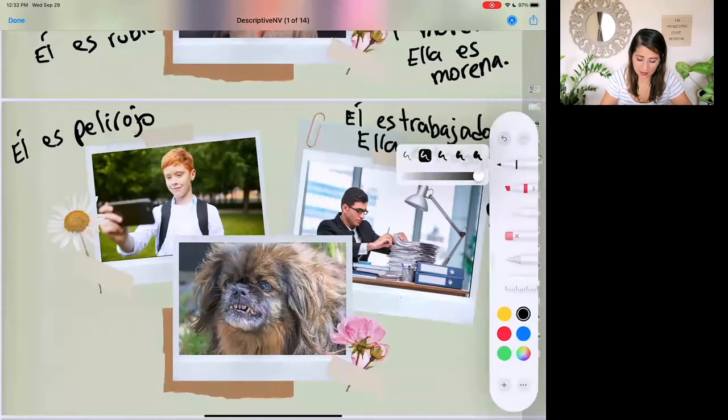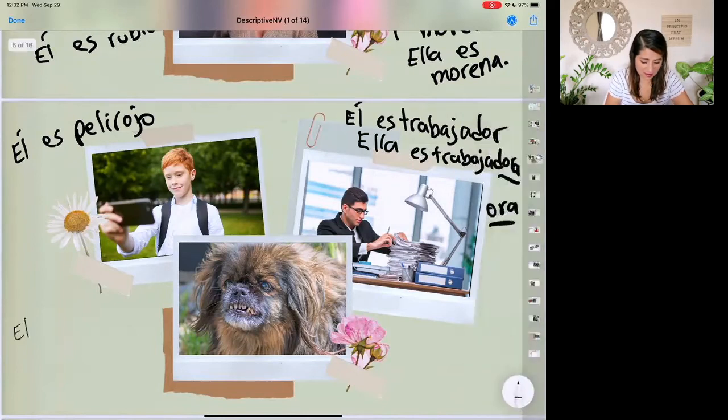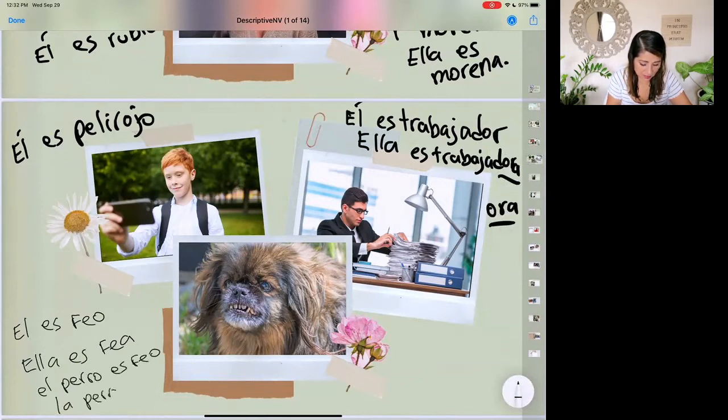Okay, and then this dog is not very good looking, okay? So, él es feo. If it's a male dog, él es feo. If it's a female dog, ella es fea. I could also say el perro, the dog, el perro es feo. O la perra, the female dog, la perra es fea. Okay. No es bonito, no es bonita, es feo o es fea.